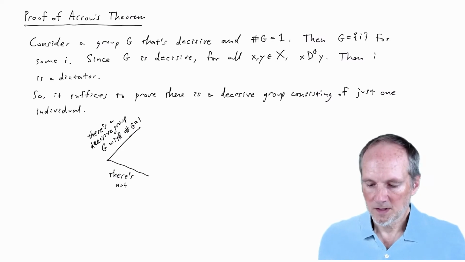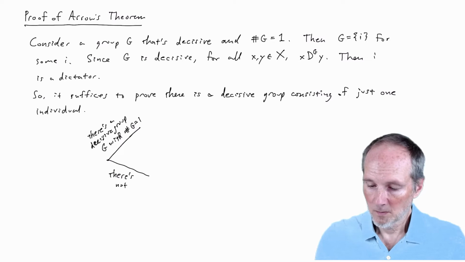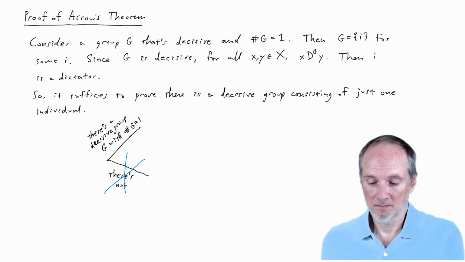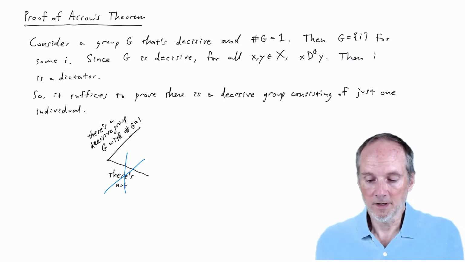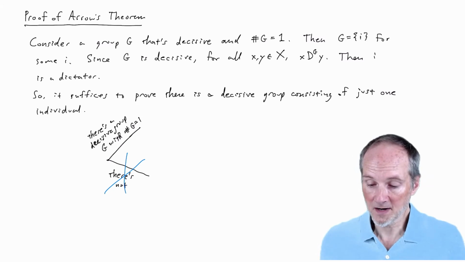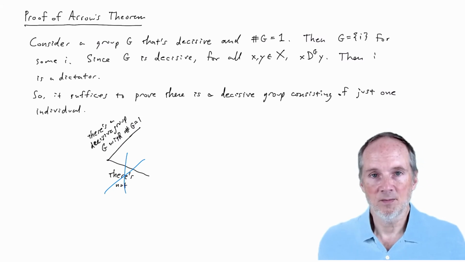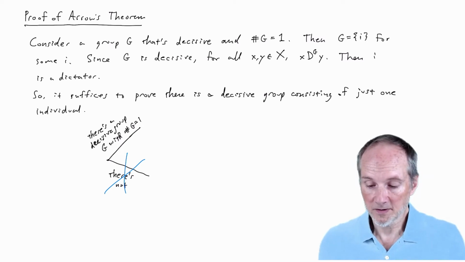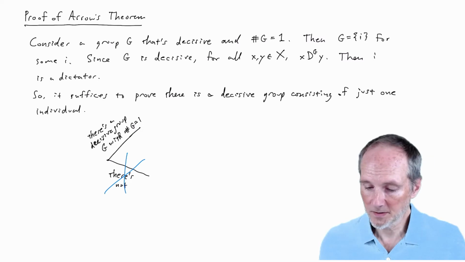So what we're going to do is we're going to argue that that bottom branch can't hold, because if we follow that branch, it leads us to a contradiction. Okay. If we can eliminate that branch, that leaves the upper one, that there is a singleton decisive group. And that means there is a dictator. Right? So the whole proof boils down now to crossing off that bottom branch, to following it ultimately to a contradiction.